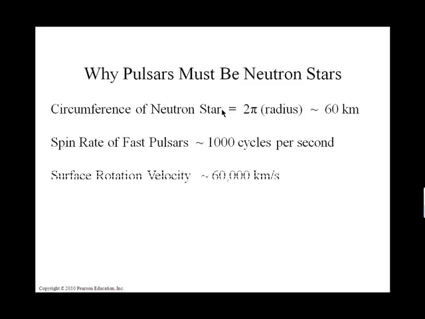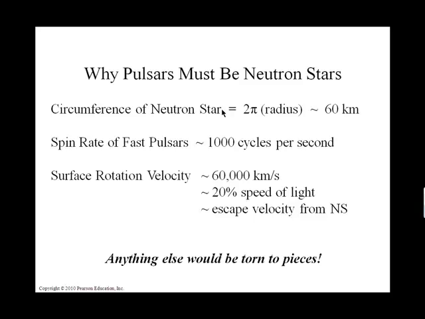Well, we can understand certain aspects of the object that's creating the pulsar. For instance, it's very small, it's very dense, and it's rotating very, very quickly. And regular matter as we know it couldn't survive that. So we're deducing that it is a neutron star. Anything else in normal matter would be torn to pieces. But that neutron soup object works just fine.